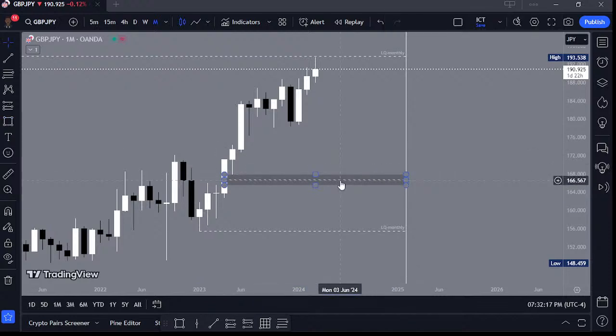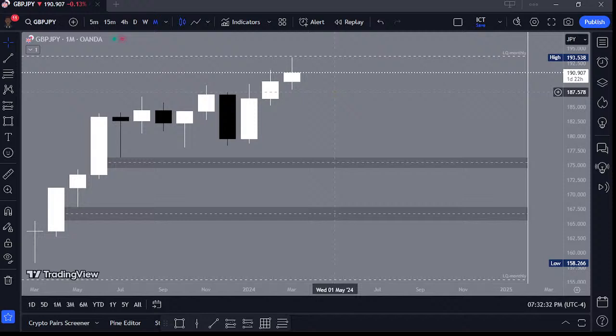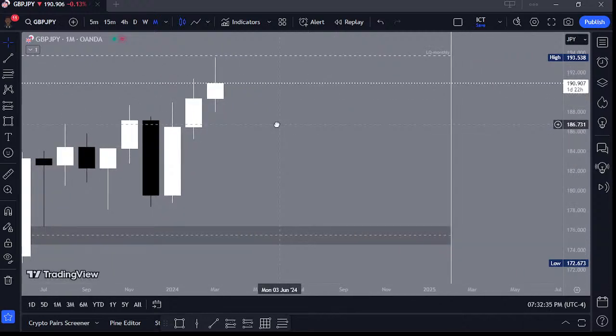Thereafter, I'm going to check for fair value gaps, which I found one here. That's a monthly fair value gap. There is another fair value gap here. And this is GBPJPY, which looks great for our fair value gap. That's it. Thereafter, I'm going to look for the previous month liquidity highs and lows.